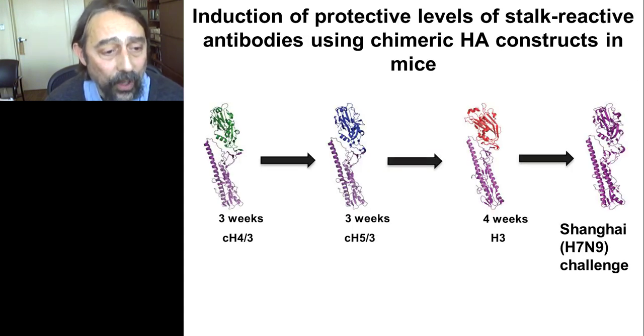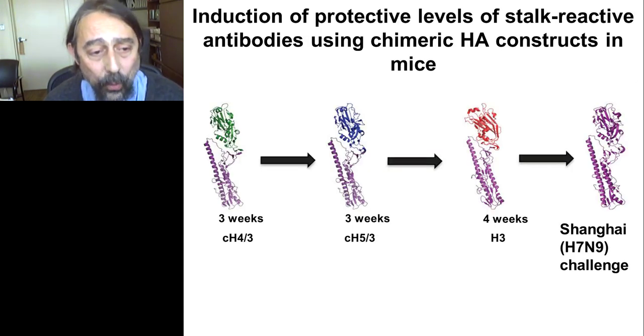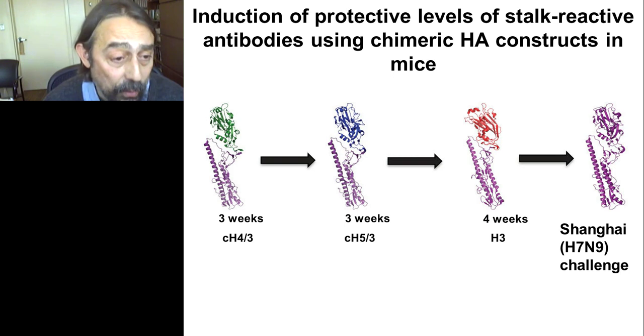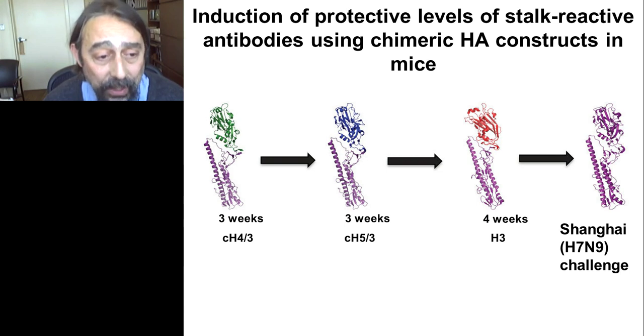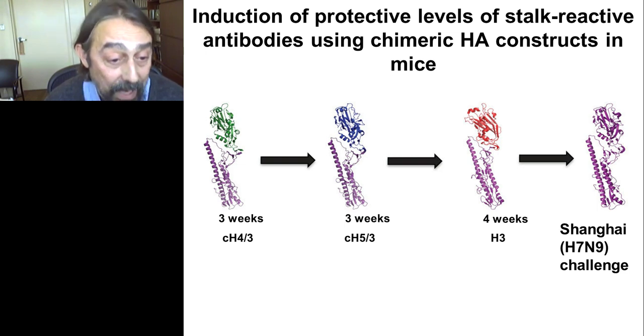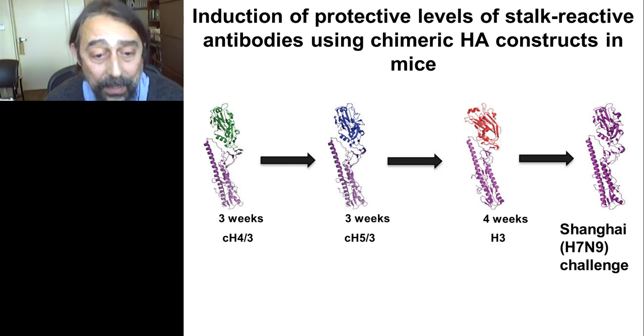Now, the concept is based on the following. We make a chimeric influenza virus hemagglutinin. A chimeric one contains the stem from a circulating influenza virus, in this case H3, and a head, here in green, that comes from an exotic HA, an H4. Humans have never been exposed to H4. We continue with exposure to a different hemagglutinin that has a head from H5 and a stem from the same H3, and then at the end with another HA that has a different head but the same stem. At the end, we challenge with a virus that is a completely different subtype, but shares the conserved stem of the H3 hemagglutinin.